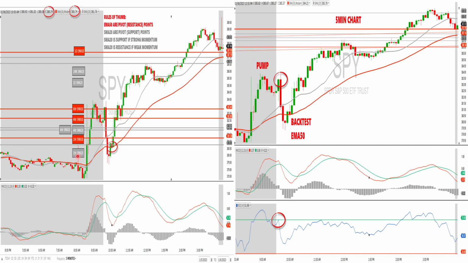Oh, what is this? It ends up being like the 1 hour SMA 20. Yeah, here we go, 1 hour SMA 20. Okay, so keep all of this in mind.